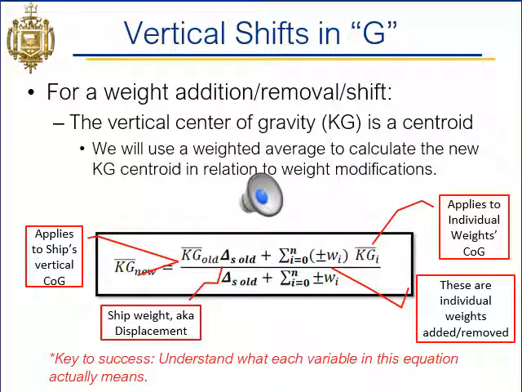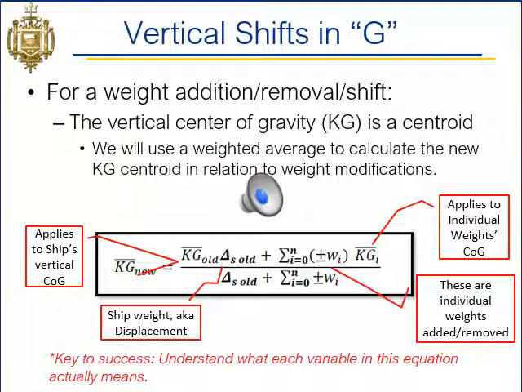This slide shows the vertical weight shift equation that we use anytime we're trying to calculate how much the center of gravity of the ship is going to change in the vertical direction when we either add a weight, subtract a weight, or shift a weight in the vertical direction. So it's important to know what each of the terms mean, and so I'll quickly go over those.